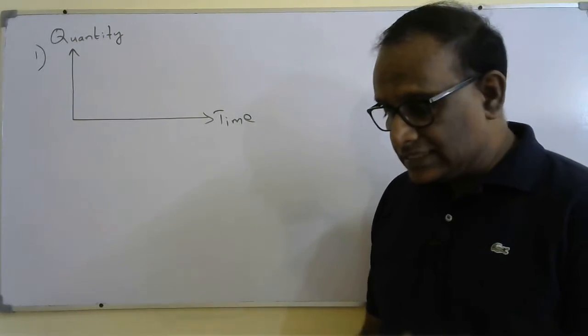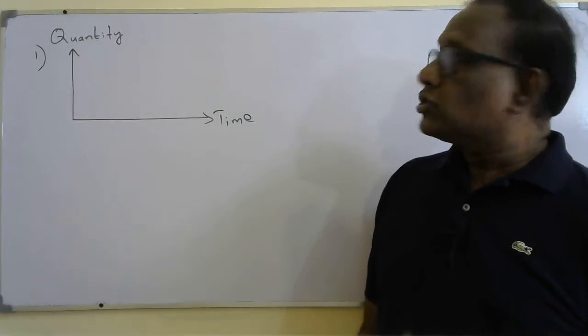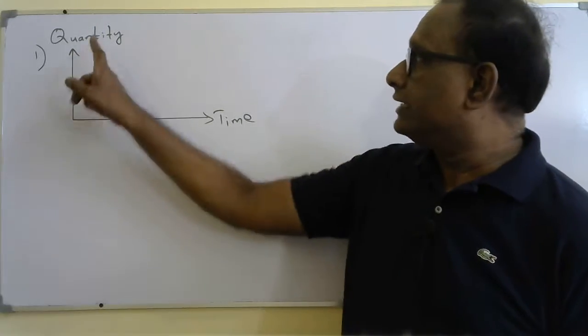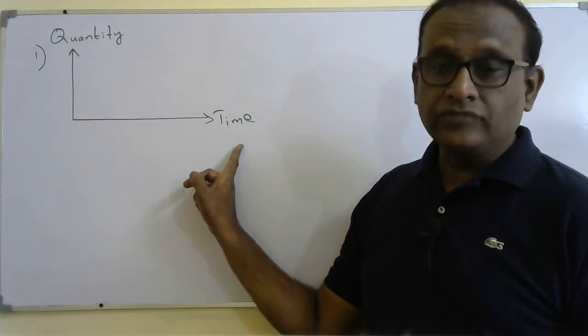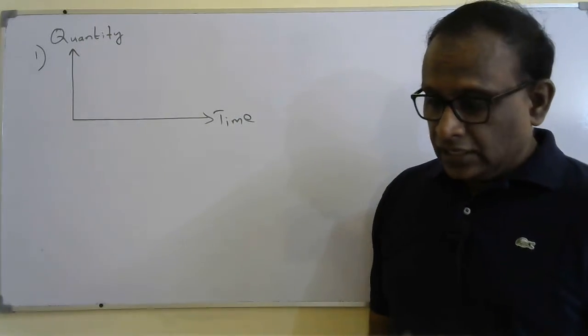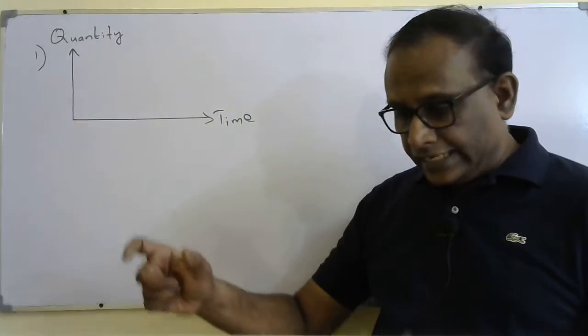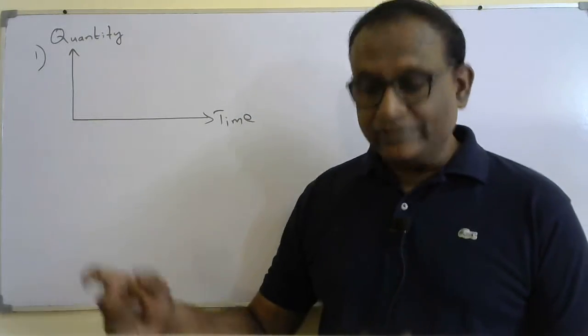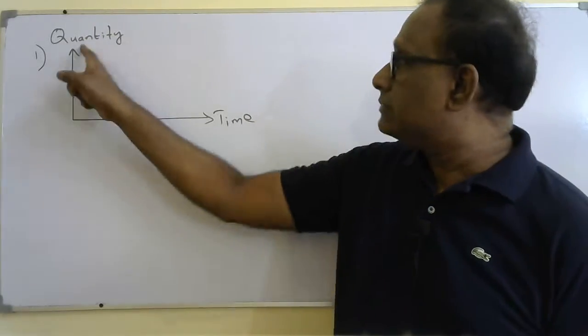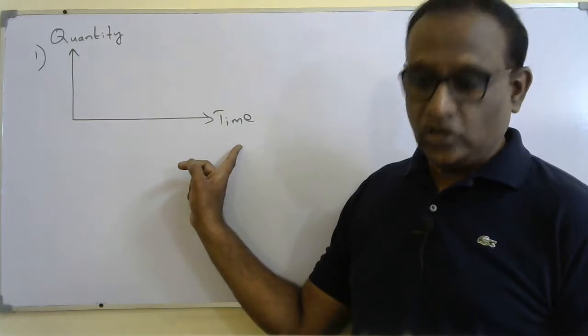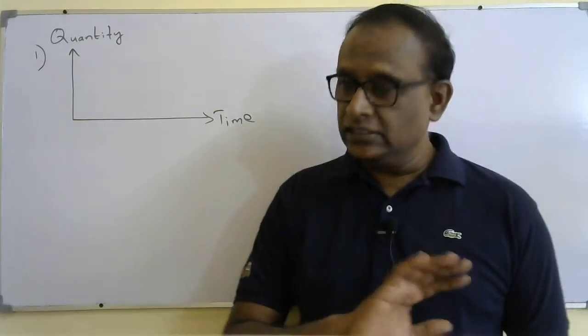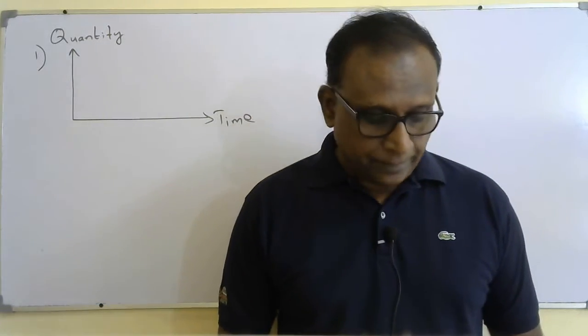The first answer, A, displacement. We should know that the gradient of a displacement-time graph is velocity. Under the gradient column they are giving acceleration. We know that for the displacement-time graph the gradient is velocity, but the answer says acceleration. So that is not the correct answer.